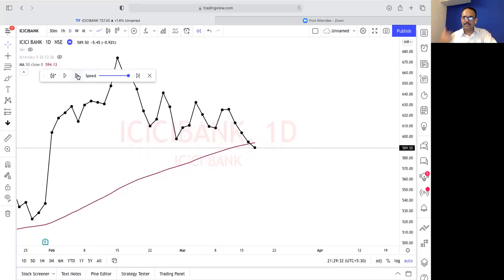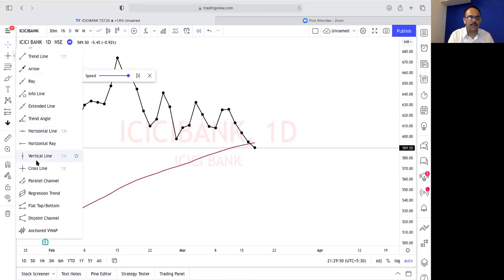Okay. Has it gone below the 50-day moving average now? Yes. Is it below the 50? So it has crossed below the 50-day moving average now. Okay. So I'll put a cross here. I'll go here and I'll see for a cross.